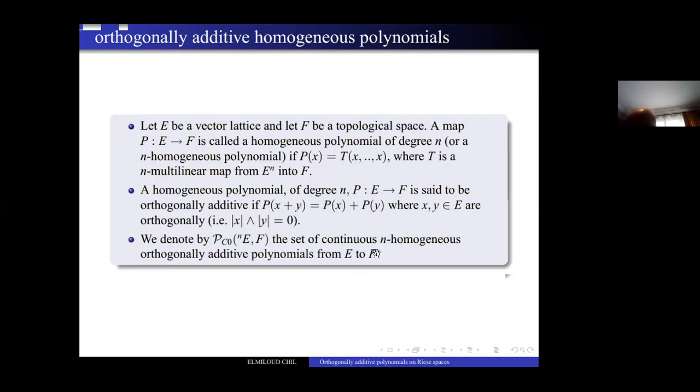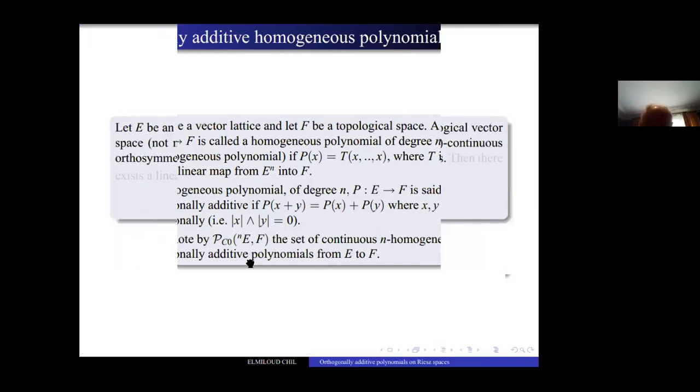For all continuous polynomials, not necessarily orthogonally additive, there is only the topological structure, because F is not a vector lattice, so we cannot have a structure of Riesz spaces here. We have only the topological structure on the set of all continuous homogeneous polynomials from E to F. So in this talk we study this space and give some important properties of this space of polynomials.